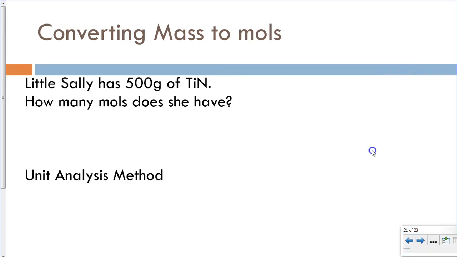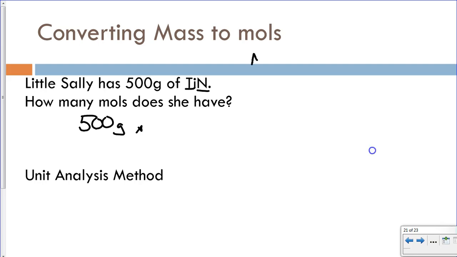Little Sally has 500 grams of tin, so we're just going to work the other way this time. Again, in the question, we're given a mass of 500 grams, and that's where we're going to start. You have to be very careful here because we see 2 letters. Obviously, this says tin, but it's not tin. It's supposed to be a little bit of a trick here. So we have titanium and nitrogen.